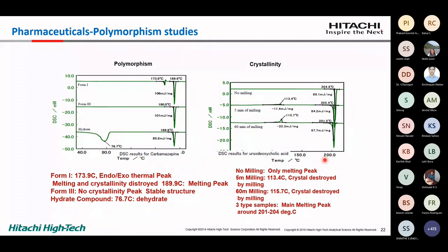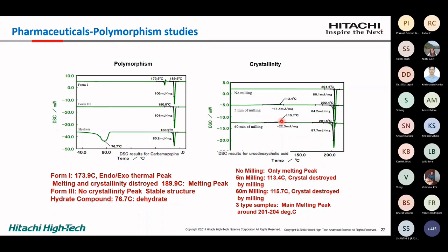On the right-hand side, you can see the effect of grinding on polymorphism. Milling means grinding. If no grinding of the powder has taken place, you have a single peak. After 5 minutes of grinding, a small change has occurred in your polymorphism. After 60 minutes of grinding, your crystals are destroyed and some unknown behavior is seen. So by using DSC, one can also study the effect of grinding on the original polymorph.